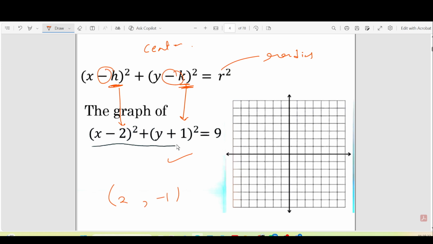So 2 comma negative 1, let me plot it here. X is positive 2, which is this, and y is negative 1. So this is my center, right?